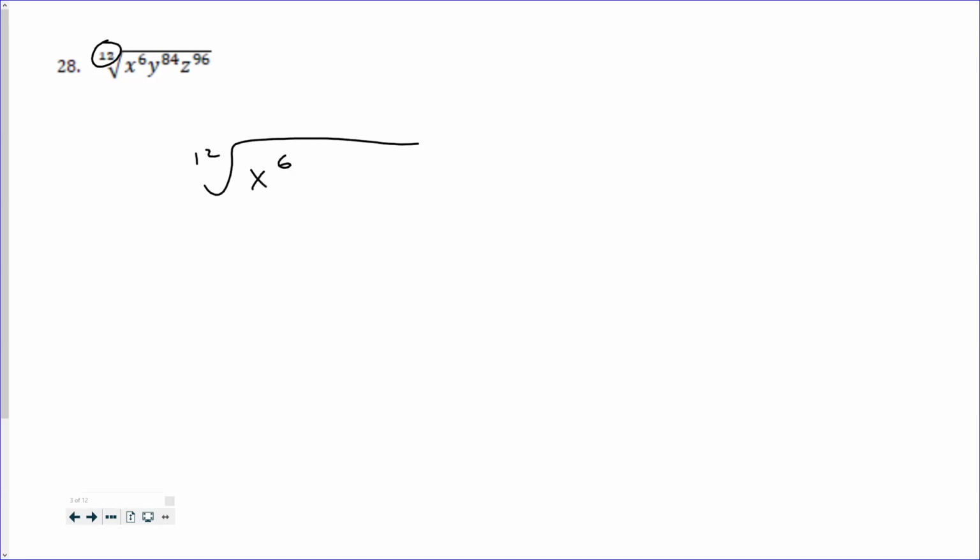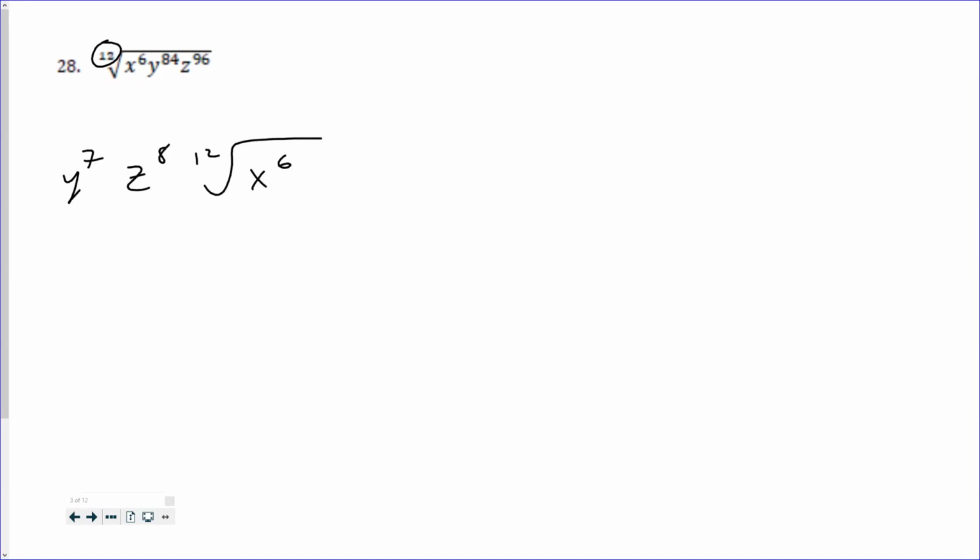For y to the 84, 84 divided by 12 is 7. Is it just 7? Yeah. I feel like I should know that. Yeah, why is it 7? Oh, shoot. This is not starting off well. Why is it 7 on the outside? You're right. And then 96 divided by 12, that gives you 8.